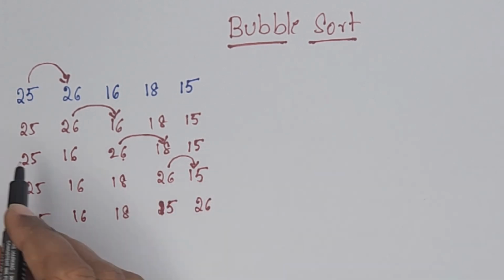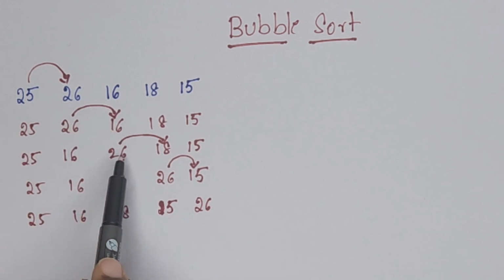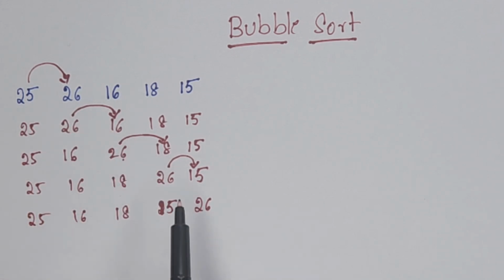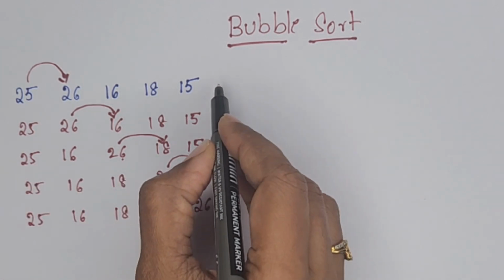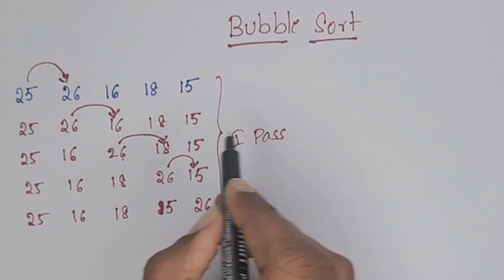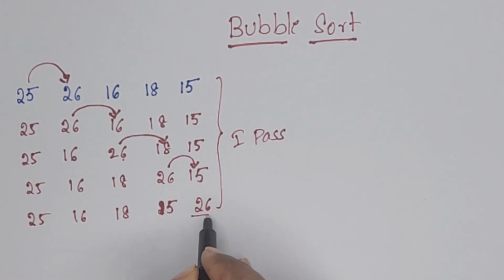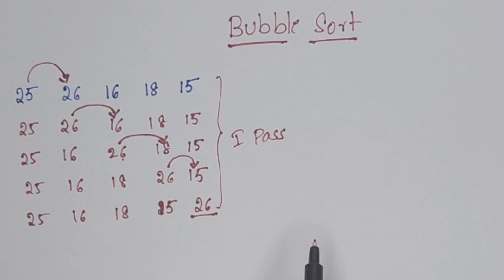Okay. So like this, first two elements, then second, third, fourth and fifth elements we have to compare. We'll call this the first pass. Like this we have to compare. See, after the first pass we'll get the last element in sorted order. So in each and every pass we'll get one element at a time in sorted order.